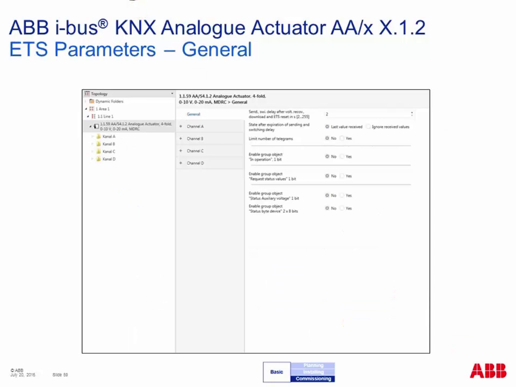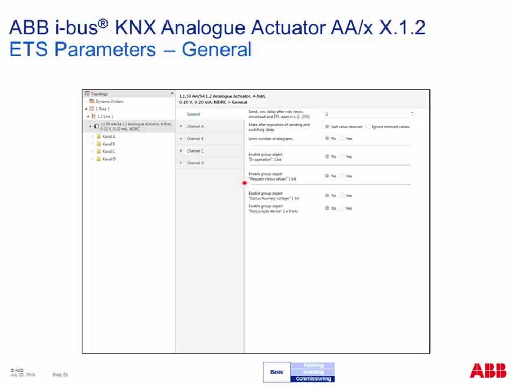So let's come to the parameters of the ETS. I show you here the screenshots of ETS5. So let's start with the first topic, which is the general parameters of the complete device. Like here, our standard parameters we have in all our KNX devices, to enable, for example, the group object in operation.